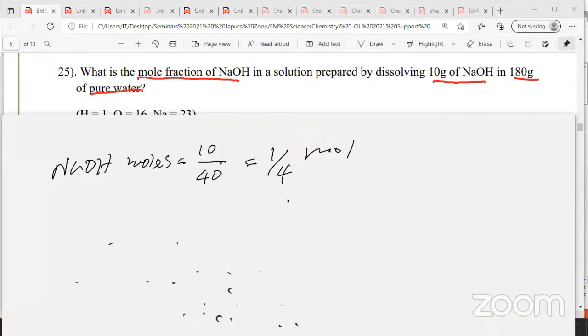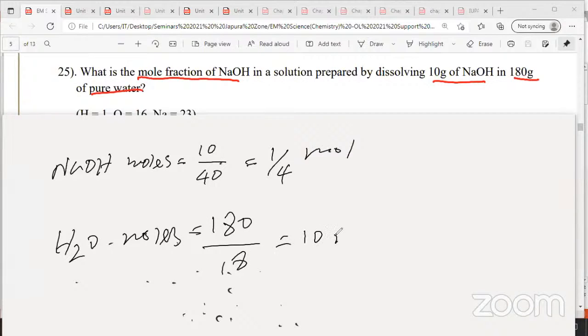1 over 4 moles. Then let's see water moles. How to find H2O moles? 180 divided by 18. Why 18? Molar mass of water is 18. Then you get 10 moles. So what is the mole fraction of NaOH?